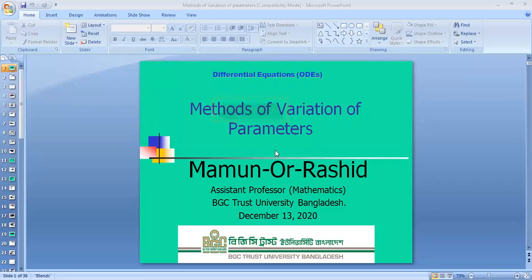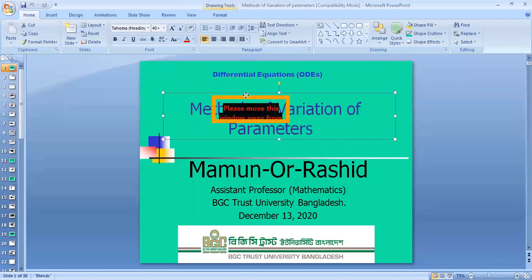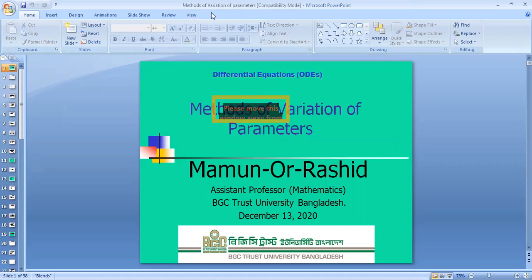Okay, we studied the method of variation of parameters. In the first part we developed a theory for solving by the variation of parameters method, to find out how to find the particular solution of a non-homogeneous linear differential equation.